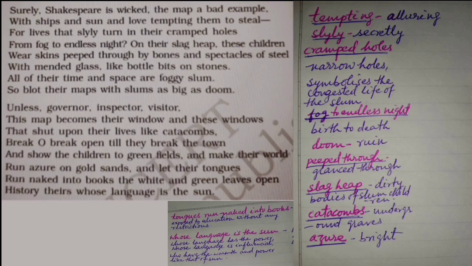"for lives that slyly turn in their cramped holes," because their lives, it means the life of the slum children, slyly means secretly, turn in their cramped holes, in their narrow holes, which symbolizes the congested and restricted life of the slum children. So all their lives they are confined, they are restricted in the slums, in the dirty and filthy surroundings of the slums.